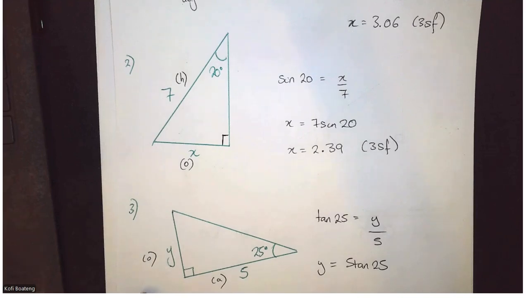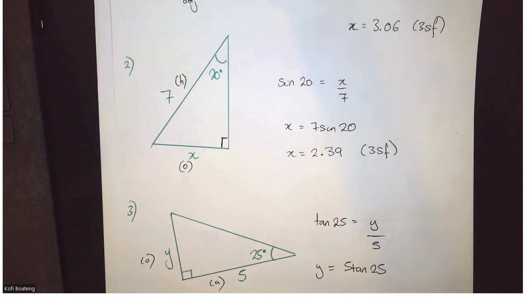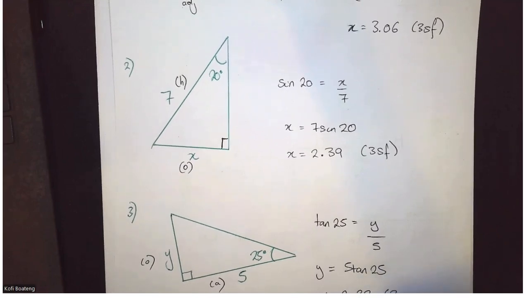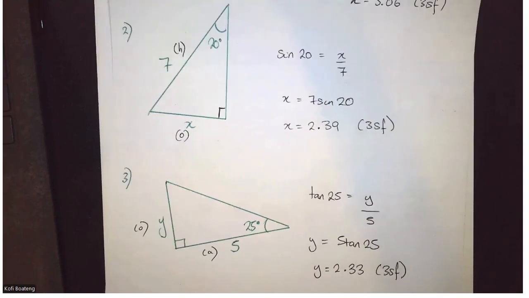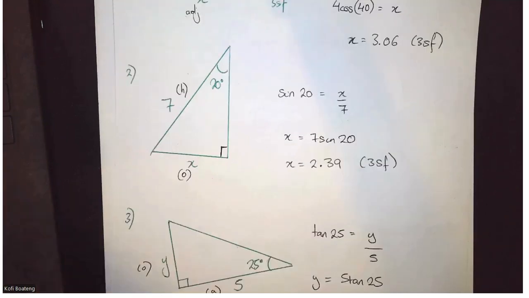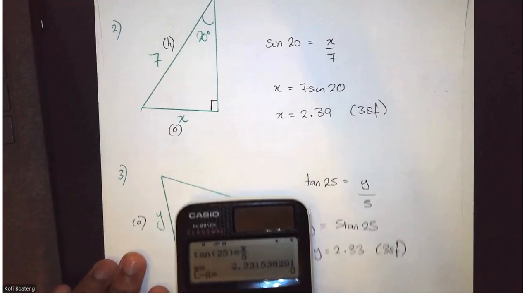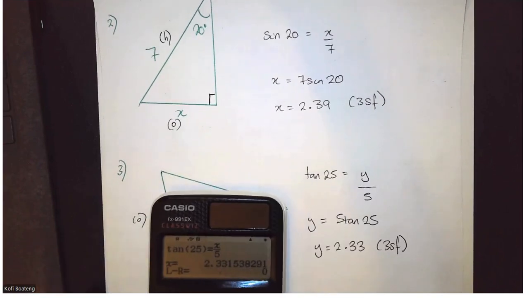So 5 tan 25 is y is equal to 2.33 to 3SF. So again, at this point, I would have shown you what equation you'd get had you just put it into the calculator at the tan 25 equals y over 5 step. So here's the result you would have got. And here's just to verify, you do get the exact same answer when you do the solving equations function on the calculator.